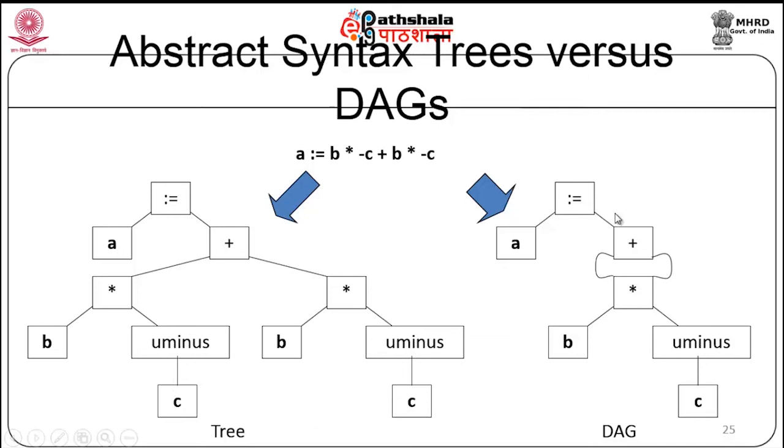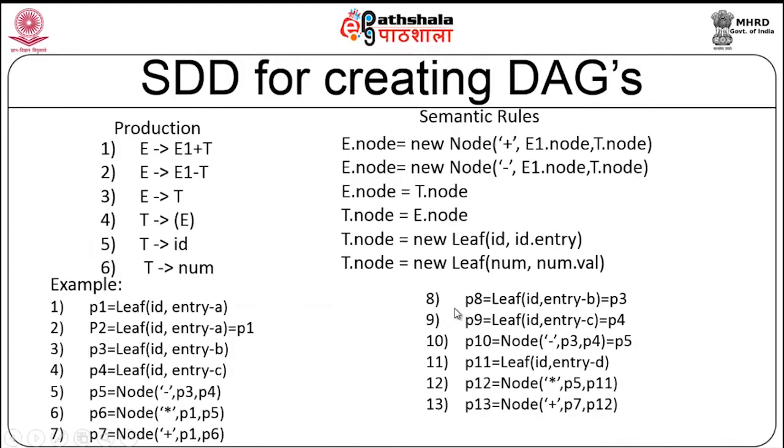Now I can represent this in a concise form in a DAG, where this is a common expression. b star minus c is a common expression. So I can use that here, that is, I can join them as b star minus c here, and this plus operator has an LHS pointing to the same computation, and the RHS is also pointing to the same computation. So b star minus c is computed here, I am adding those two, and that is the result of this particular node. So this is one way of representing, and these are the rules for creating a DAG.